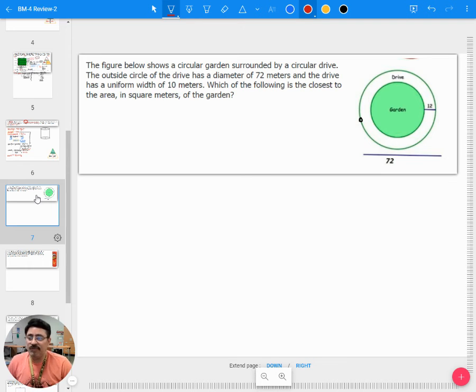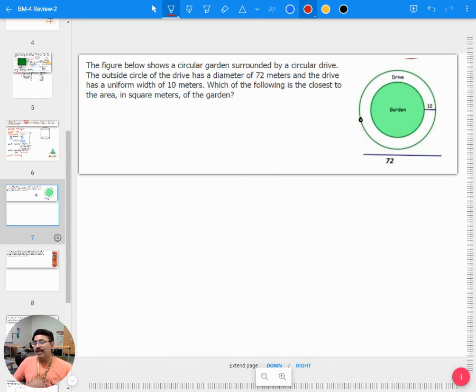Actually, in one of the quizzes, I mentioned these kinds of questions. They are not difficult, but these questions are really tricky. So, what is the tricky part of this one? The figure below shows a circular garden which is colorfully shaded in green. It's surrounded by a circular drive. The outside circle of the drive has a diameter.